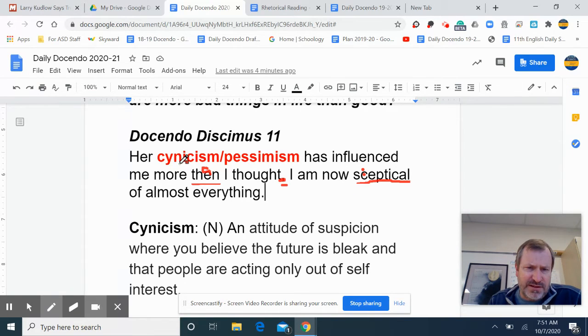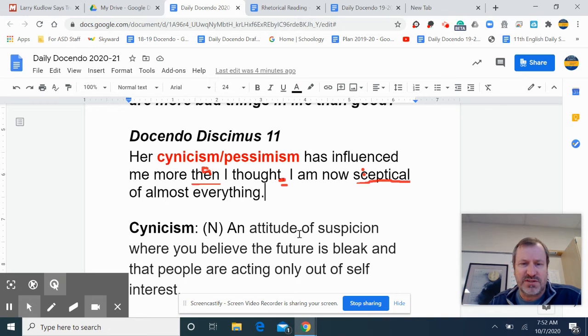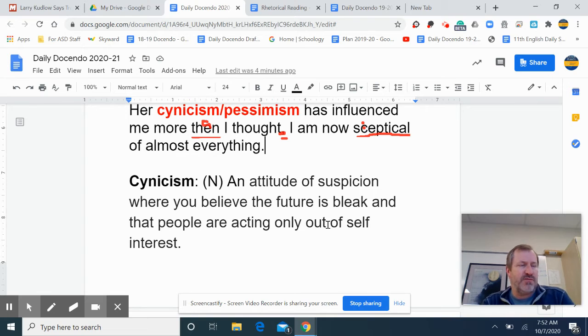So now let's take a look at the definitions here. Cynicism: an attitude of suspicion where you believe the future is bleak and that people are actually only acting out of self-interest. So cynicism is a very, very negative way of seeing the world. I hope you're not cynical. I hope that when you run into events, even negative events in your life, that they don't turn you into a cynic. So cynicism is the noun form. A cynic would be the label that you'd give to a person.